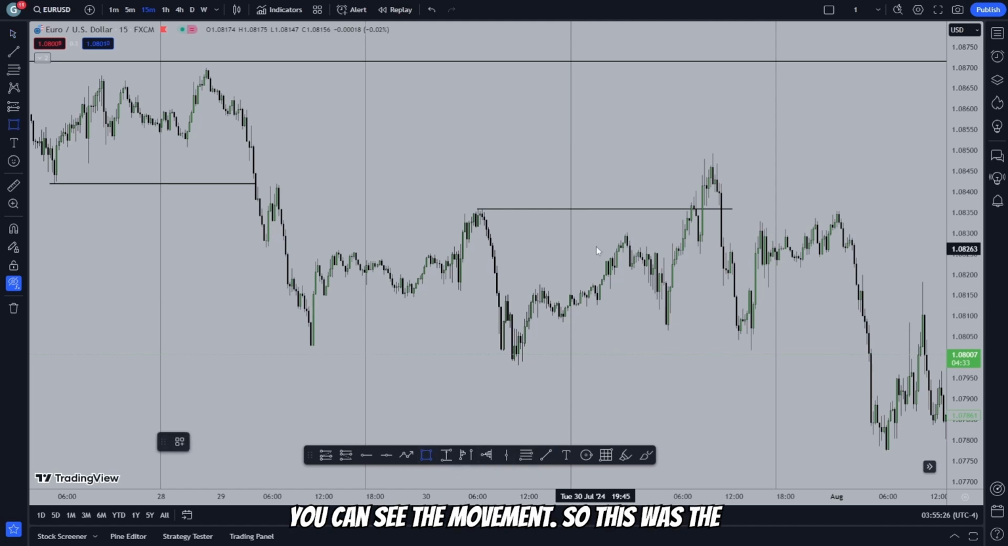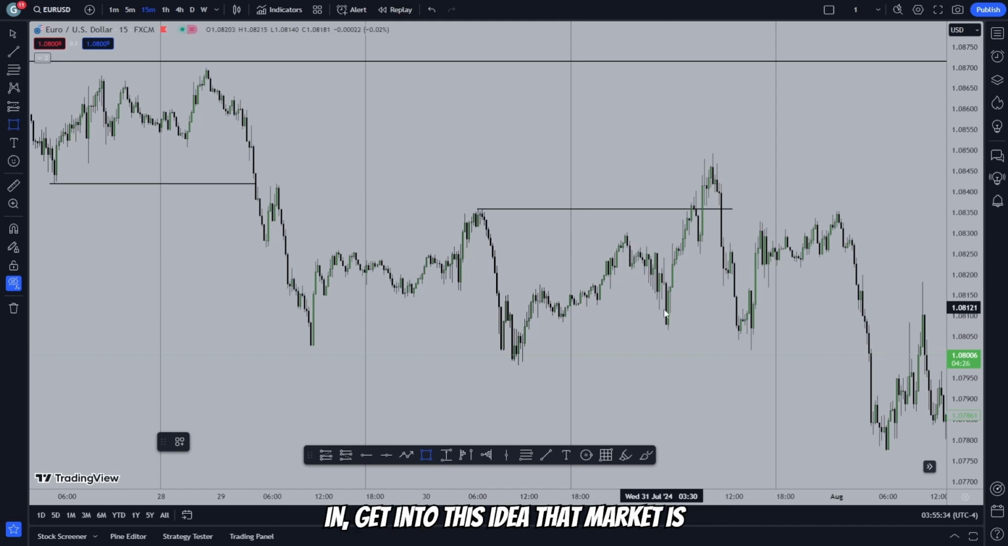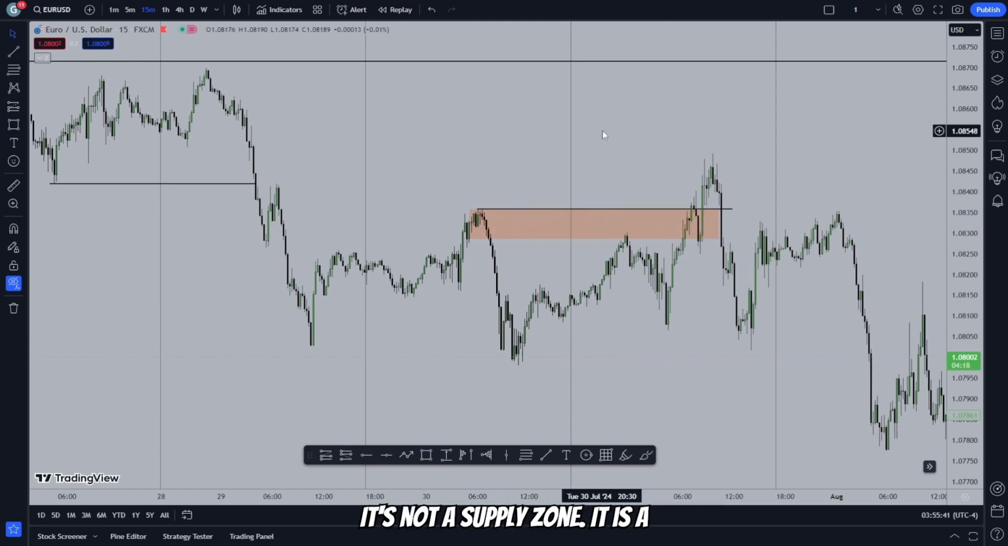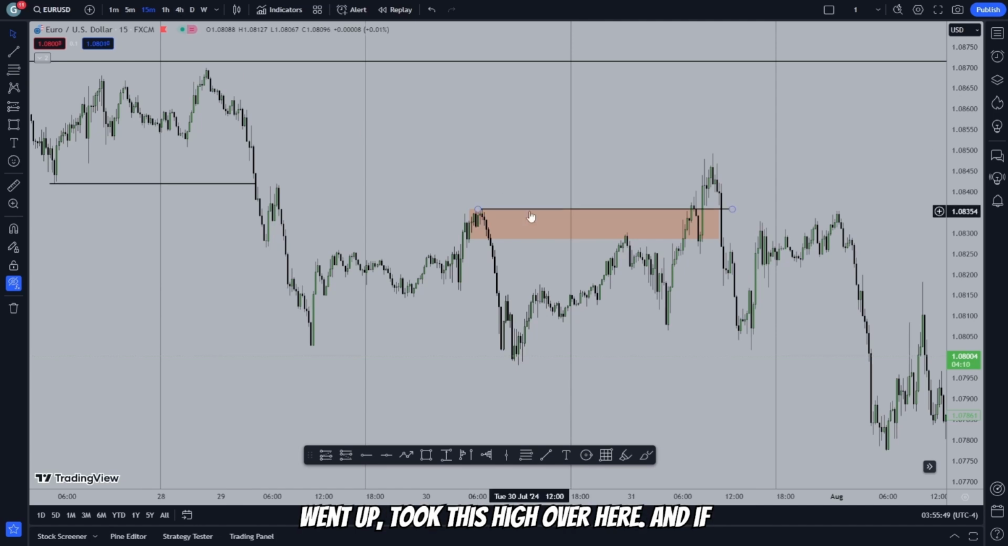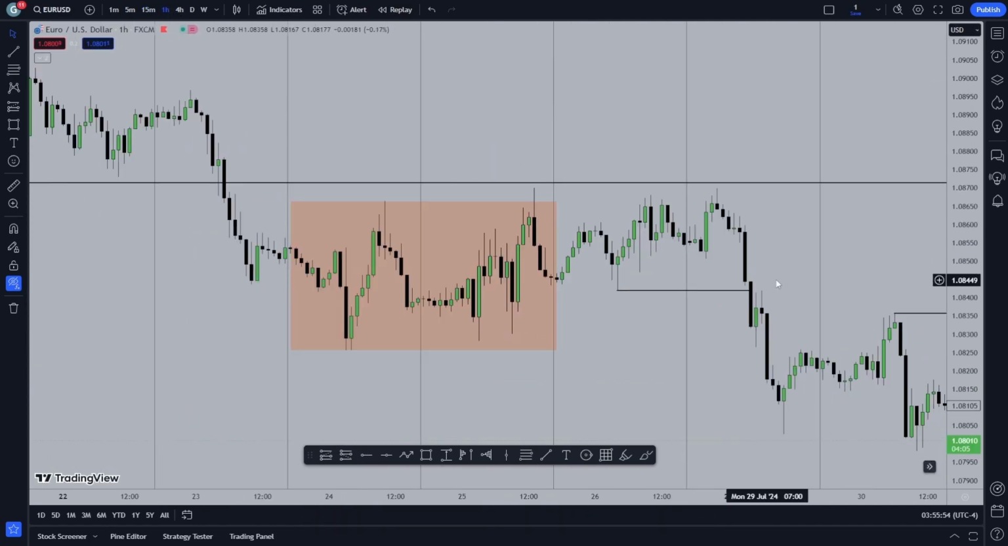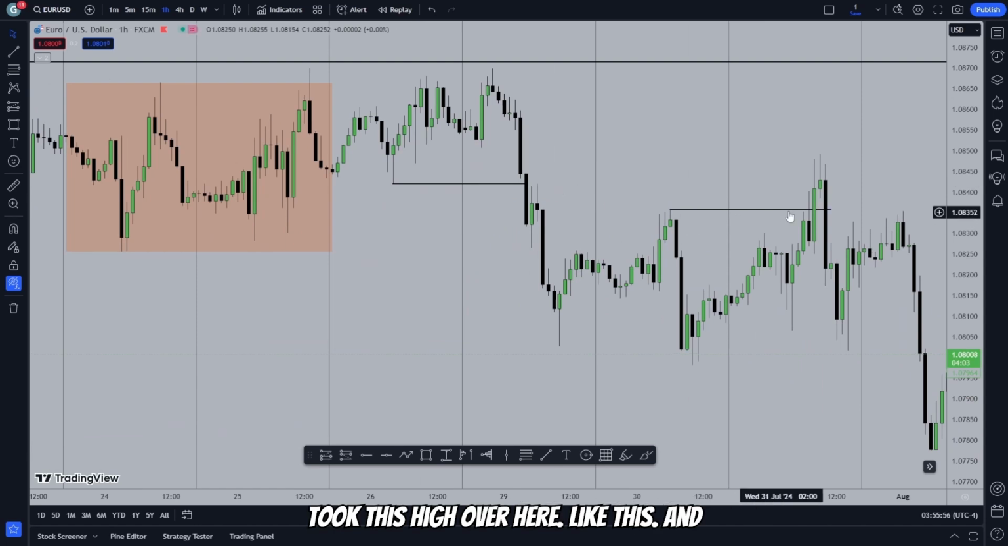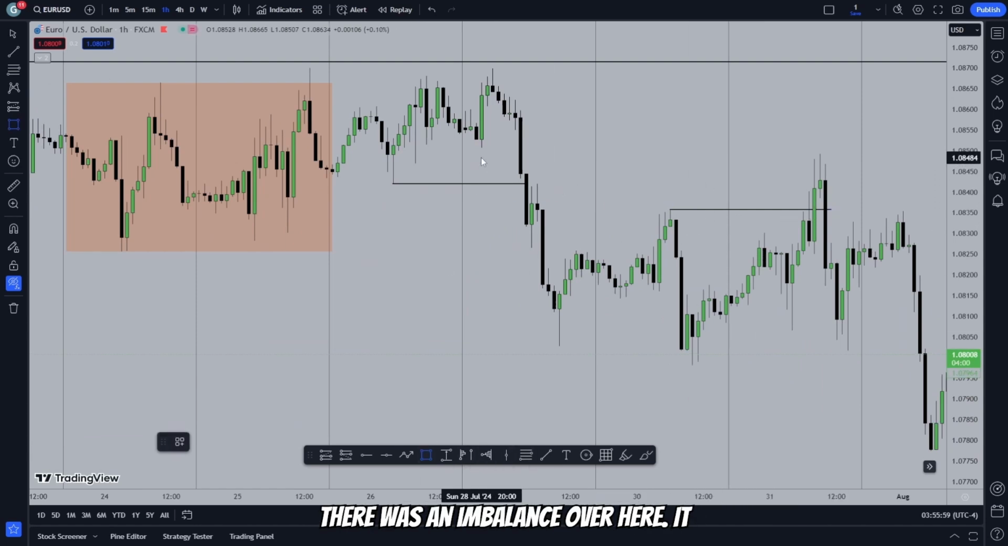This was the fake movement which was made by the market makers, and they want people to get into this idea that the market is falling down. But it's not. It's not a supply zone, it is a liquidity zone for us. So we can see this, and then the market went up, took this high over here, and if you go to a little bit higher time frame, took this high over here like this, and there was an imbalance over here. It tapped into this imbalance.